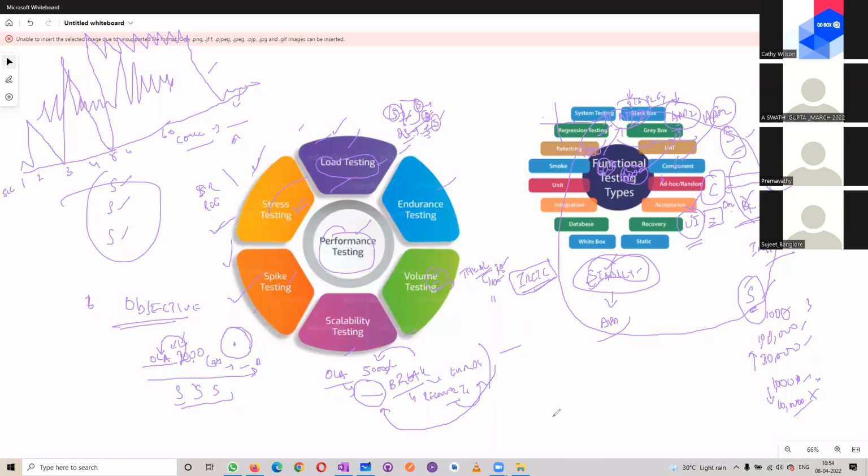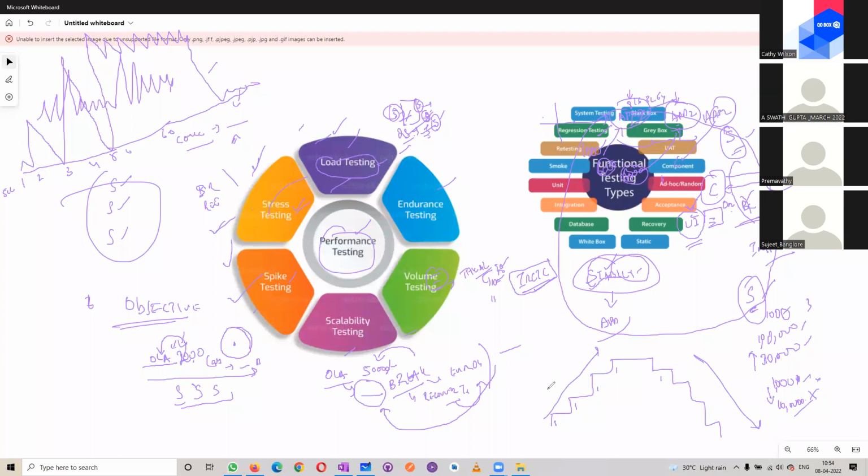Regular spike. For example, I wait 1 minute and give 10 users. Once again, 1 minute, 10 users. Once again, 1 minute, 10 users. And then I'll reduce 10 users every minute. Now, this is called ramping up and ramping down.